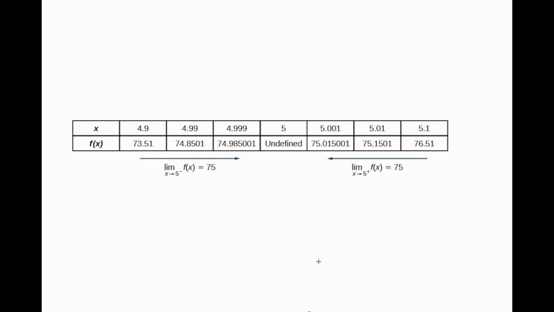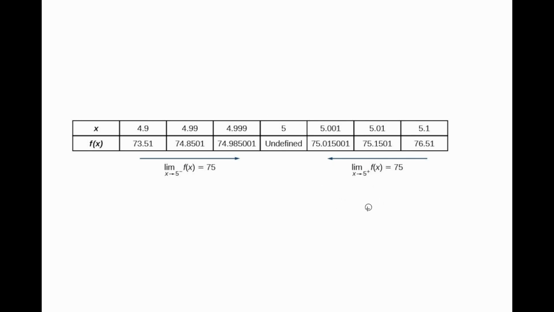Here's a table point of view. So basically, we see here as x approaches 5 from the left-hand side for f of x, it approaches and gets closer and closer to 75. We see here 73.51 for 4.9, and then 74.85, 74.985 for 4.999. So basically from the left side, or anything that is less than 5, it's going to be approaching 75.